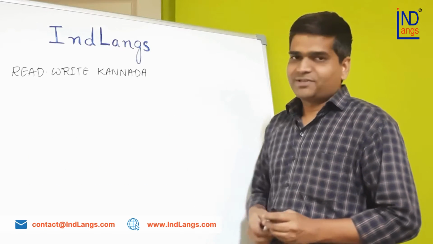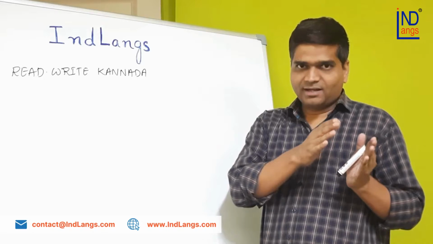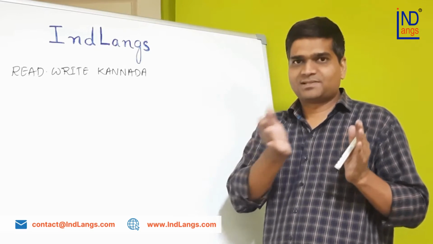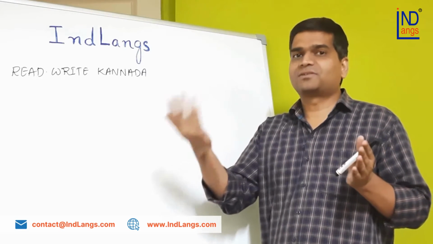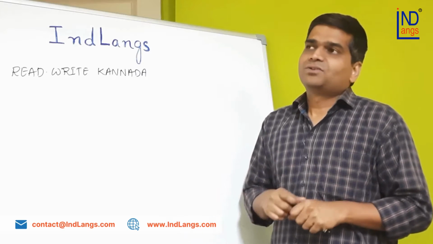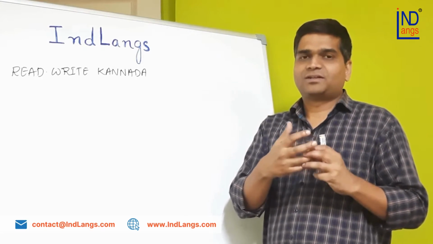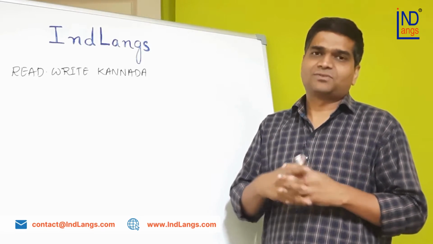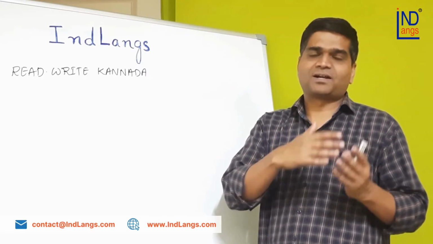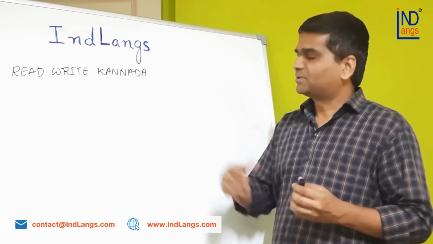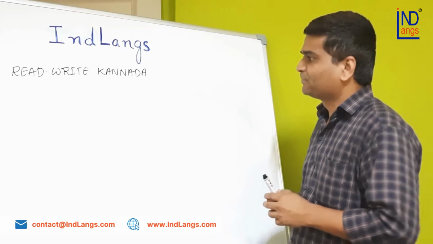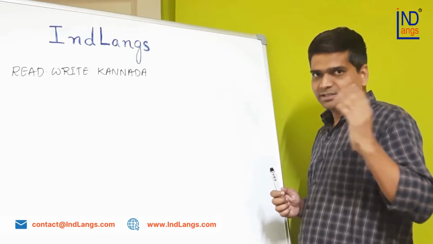So in this video, we shall learn how to write G and then Gha, the smaller version of the G and then bigger version of the Gha. For the smaller and bigger versions, we have particular names. One is Alpa Prana and another one is Mahaprana. I'll explain that later. Okay. So now, how to write G in Kannada.